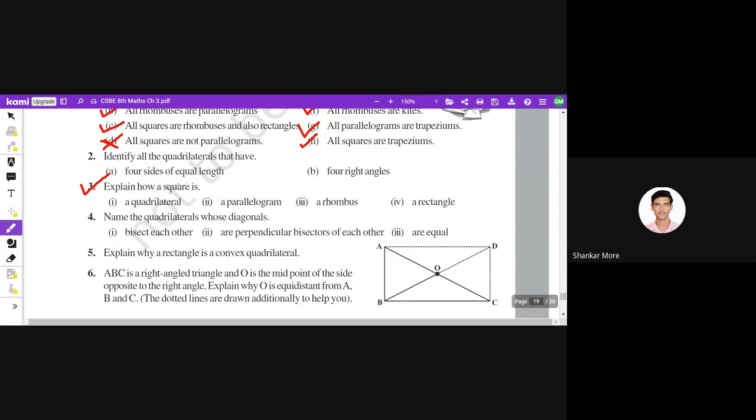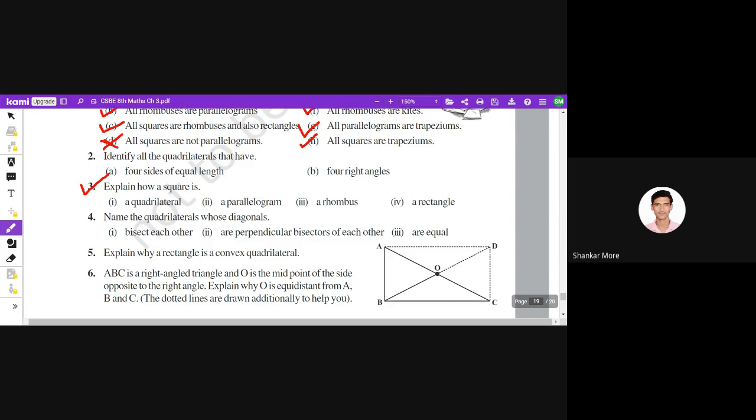Are there any more? Square also does. They bisect each other, right? Square also does. Rhombus also does. Parallelogram also does. So there are four answers actually. Is it? Yes or no? Parallelogram, rhombus, square, and rectangle. Yeah. Okay.